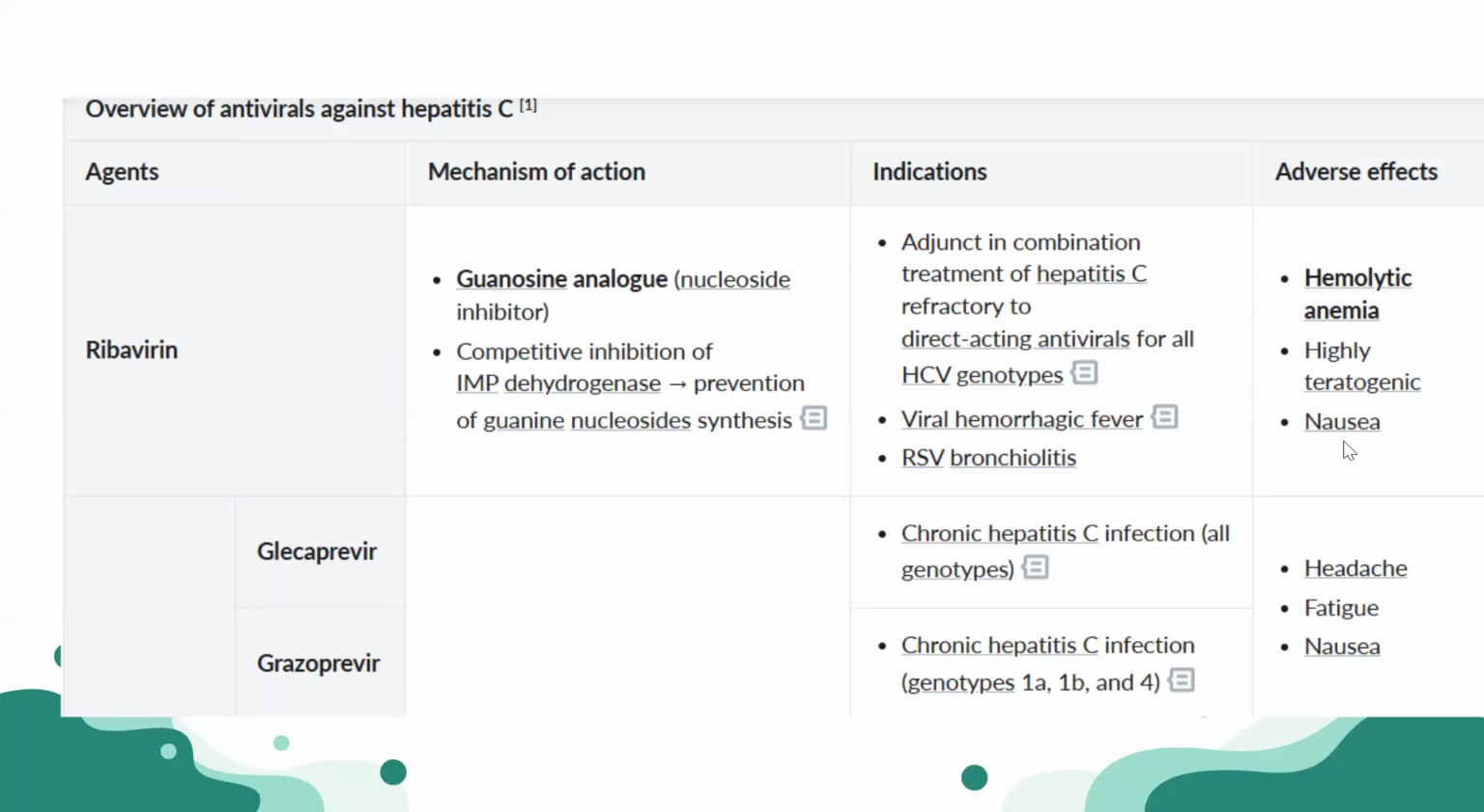But the adverse effects for this are very important. So ribavirin will cause hemolytic anemia, and it's very, very highly teratogenic. It's not at all prescribed to patients that are pregnant. And then nausea, which is really not that big of a deal. It is to the patient, but in terms of questions, they don't really test on that. But hemolytic anemia and teratogenicity is very important for you to note.